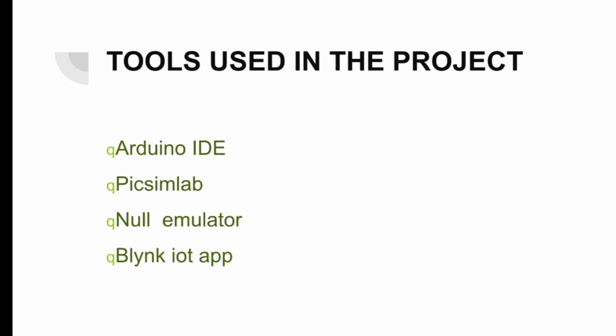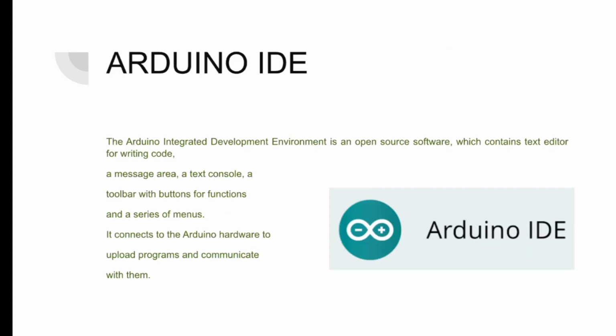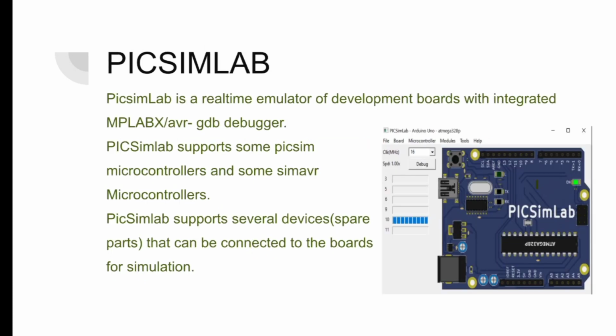We are mainly using four tools, which are Arduino IDE, PiximLab, Null Emulator, and Blink IoT app. Coming to Arduino IDE, it is a development environment. It is open source software which contains a text editor for writing the code, a message area, a text console, a toolbar with buttons, functions, and a series of menus. It connects to Arduino hardware to upload the programs and communicate with them.